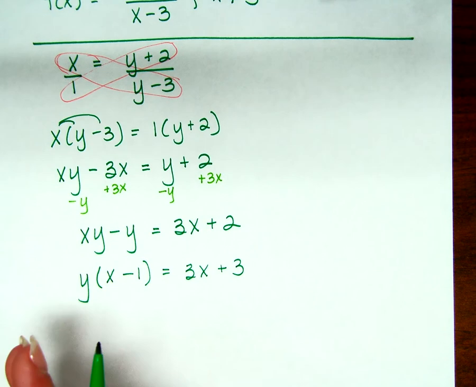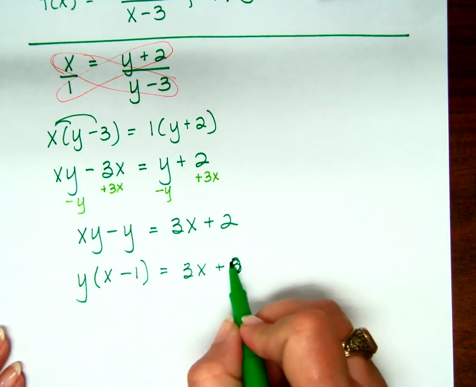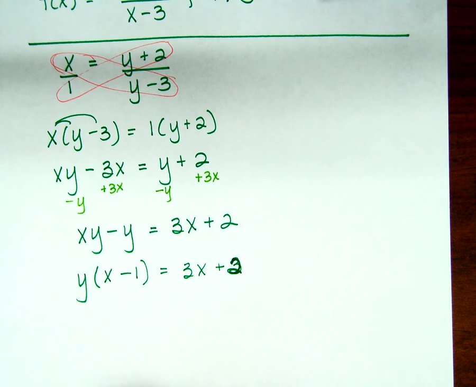Why did I write 3 then? That's so weird. Look, this should be a 2. No idea. I have no idea. That 3 just jumped right out of my hand.